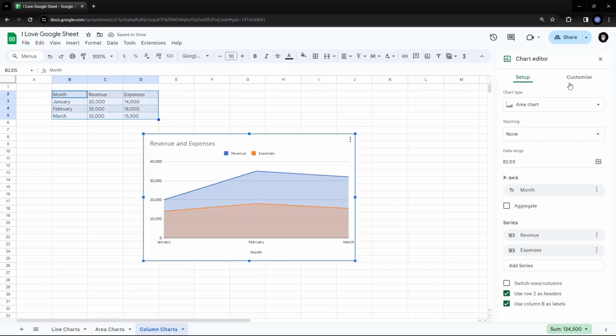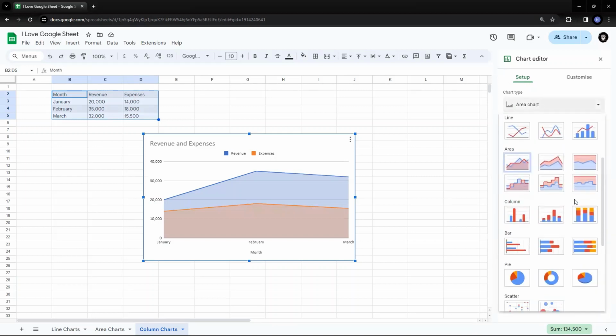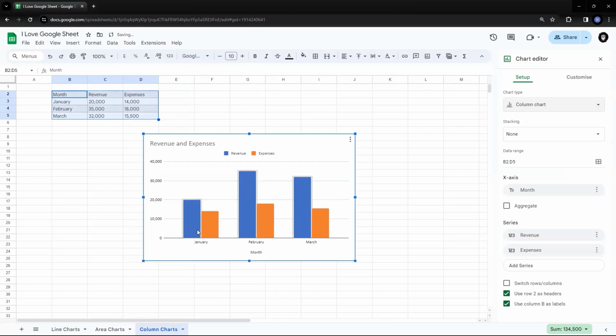On the setup window on the right-hand side that has opened up, from the chart type, you select column chart. Now there are three types of column chart. First is the normal column chart that we'll check right now. So this shows me in the month of January what was my revenue and what was my expenses. Same for February, March.